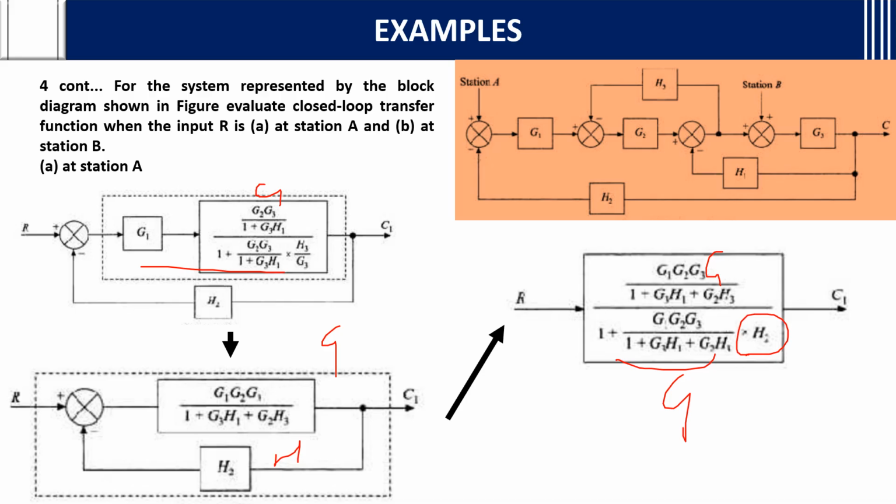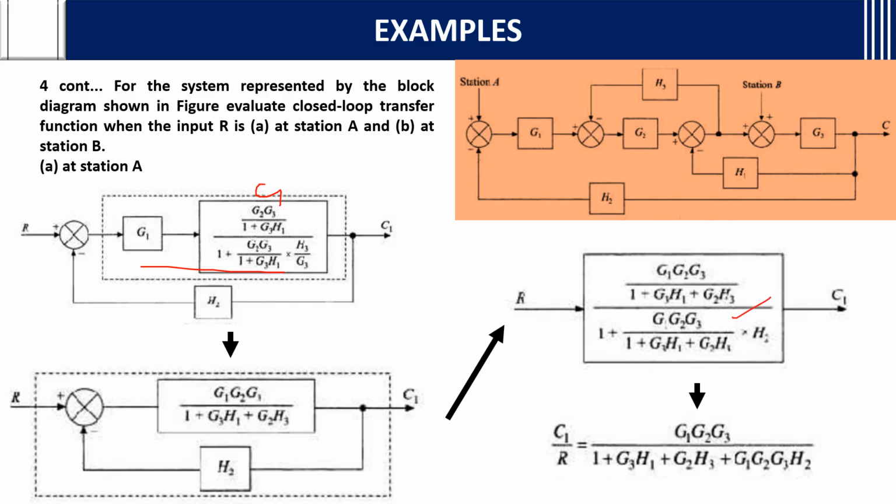Understanding? This way we are going to calculate. Again, you calculate this and simplify it. You will get the final transfer function as this. There will be some cancellation that happens. Then you will get that final transfer function.